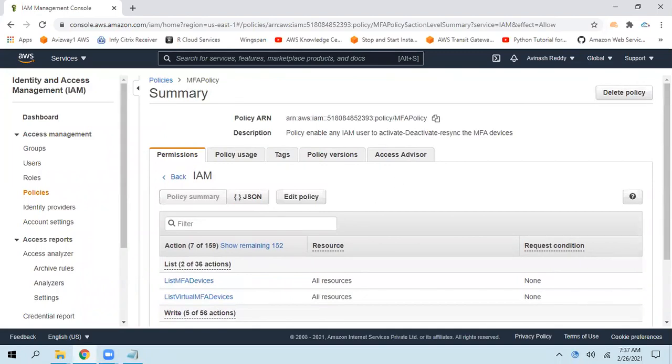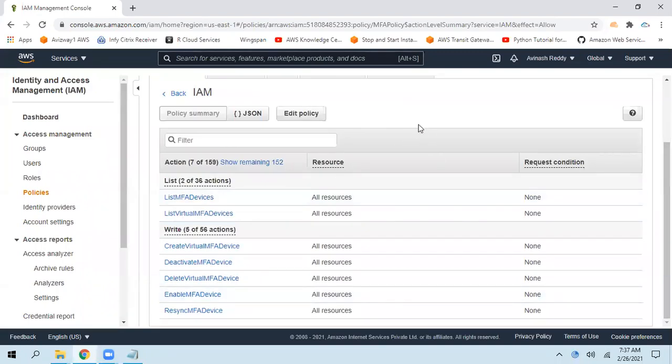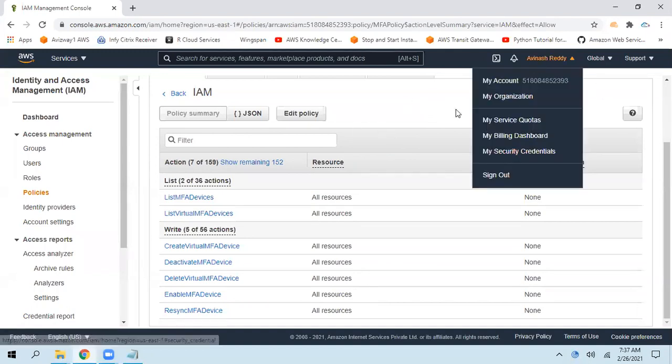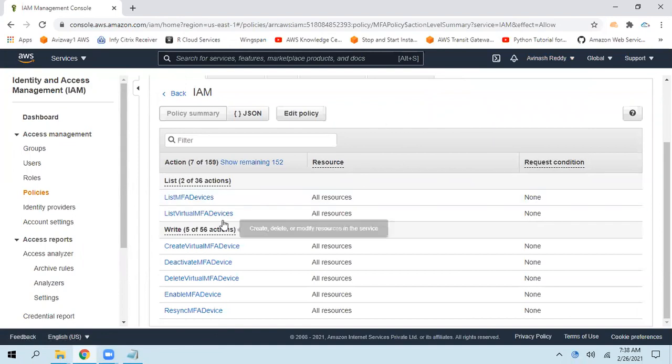Now for whichever IAM user you are associating this with, he himself can activate MFA. He doesn't need to contact the root user or someone who has permissions on IAM. He can go to security credentials, open MFA, activate, deactivate. For example, if you just want to give the activation option and not deactivation, then remove this. This is for a physical device, and this is for a virtual device. Delete virtual MFA device: if you don't give this permission, he cannot. So these permissions are required.